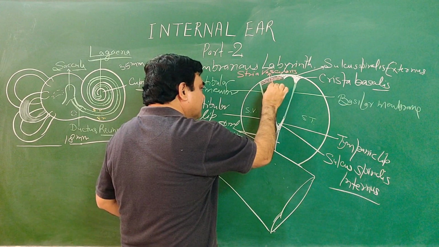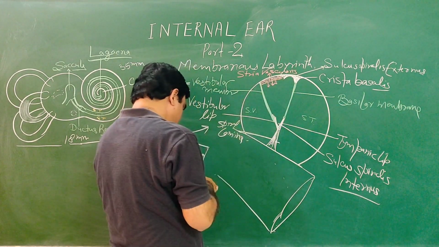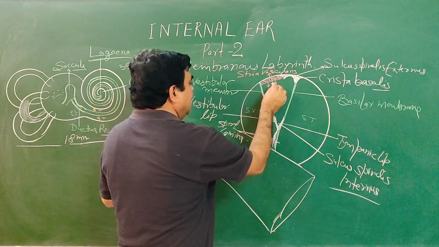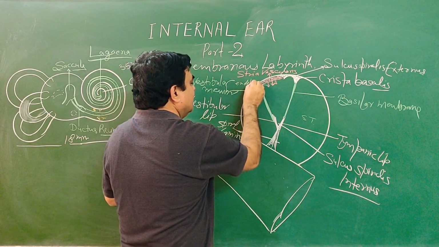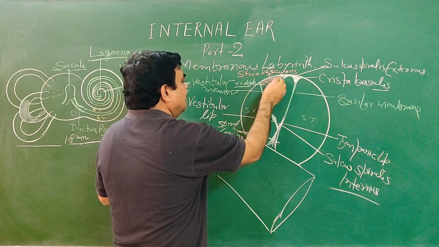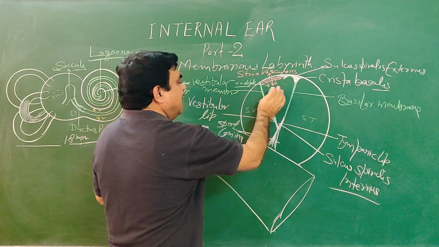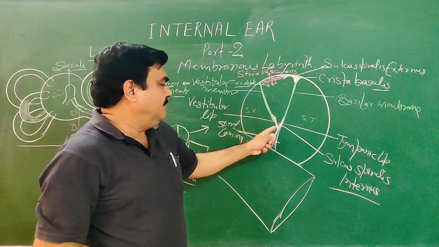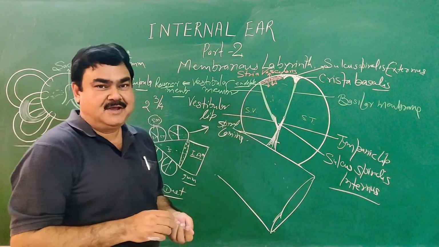Here endolymph is formed. This is endolymph, and the scala media is filled by endolymph. The other chambers are filled by perilymph. So endolymph is present here.